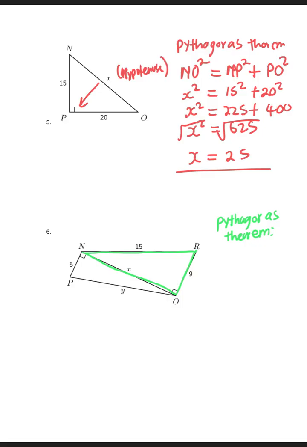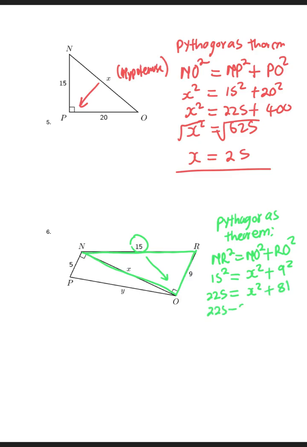Then using the Pythagoras theorem, the side facing 90 degrees is this side. So it's gonna be NR squared is equals to NO squared plus RO squared. What is NR squared? It is 15 squared. NO is x squared, and RO squared is 9 squared. 15 squared is 225, and then we have x squared. 9 squared is 81. 225 minus 81 is equals to x squared.